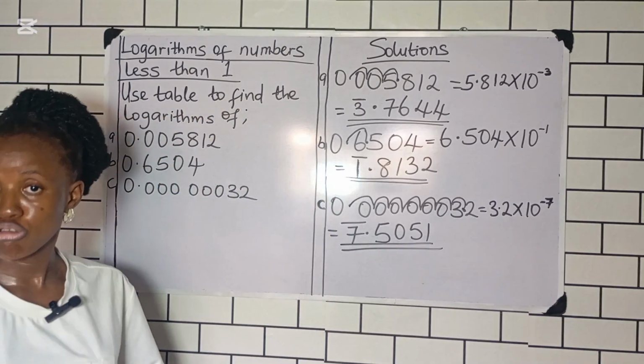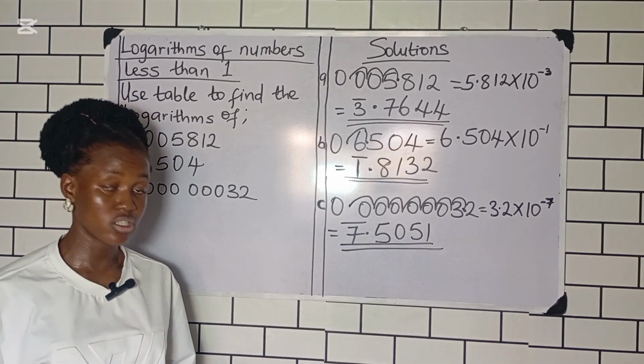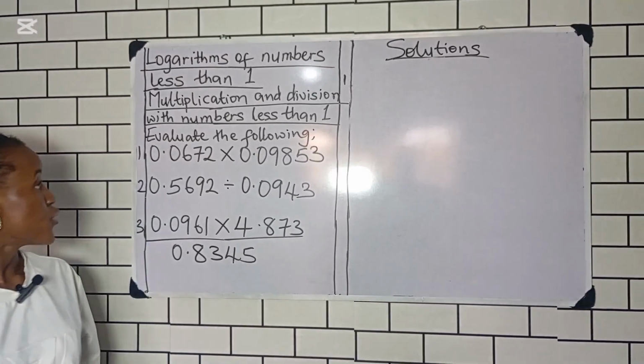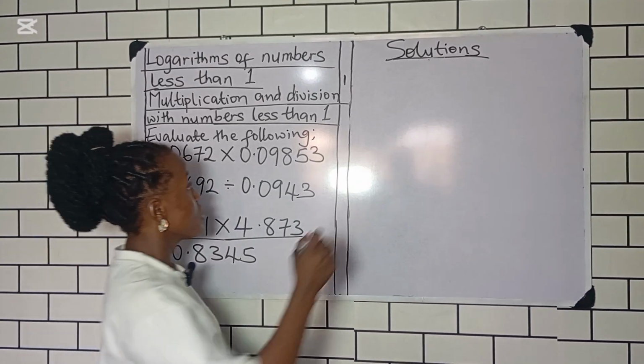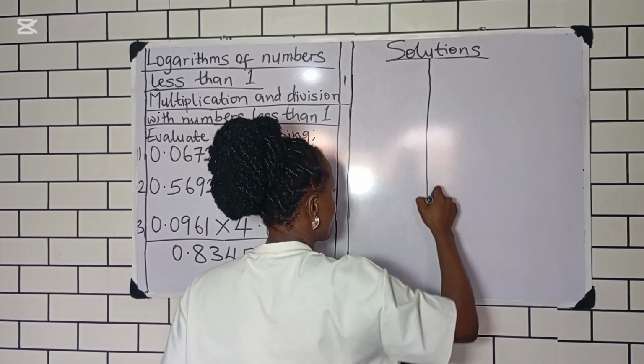Now we're moving over to multiplication and division of numbers, logarithms of numbers less than 1. Starting with the first question here, which is question number 1, what you have to do first of all is draw your table.